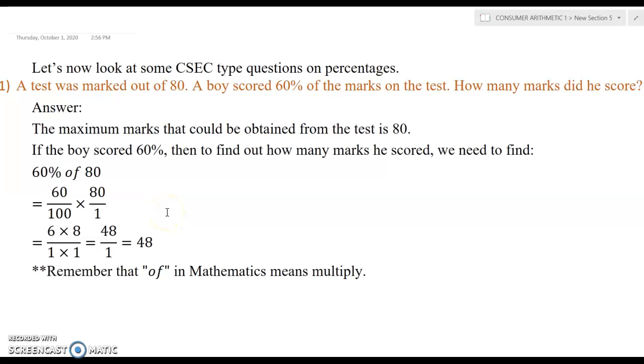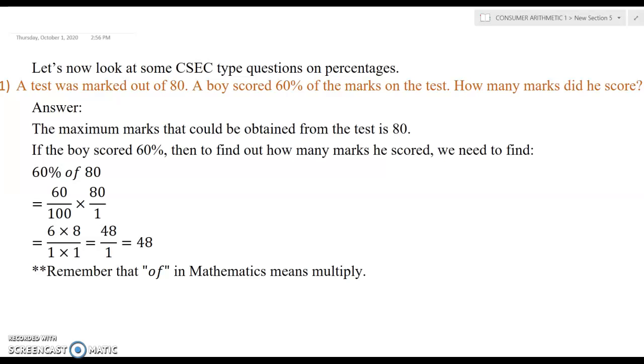So in this video, we're going to look at just two CSEC type questions on percentages, where percentages were used. In color here, we have the question. A test was marked out of 80. A boy scored 60% of the marks on the test. How many marks did he score?